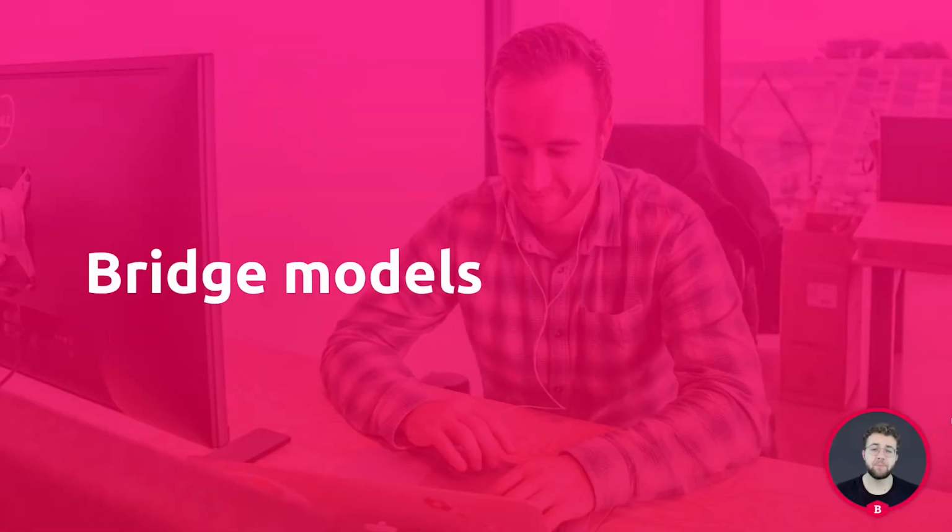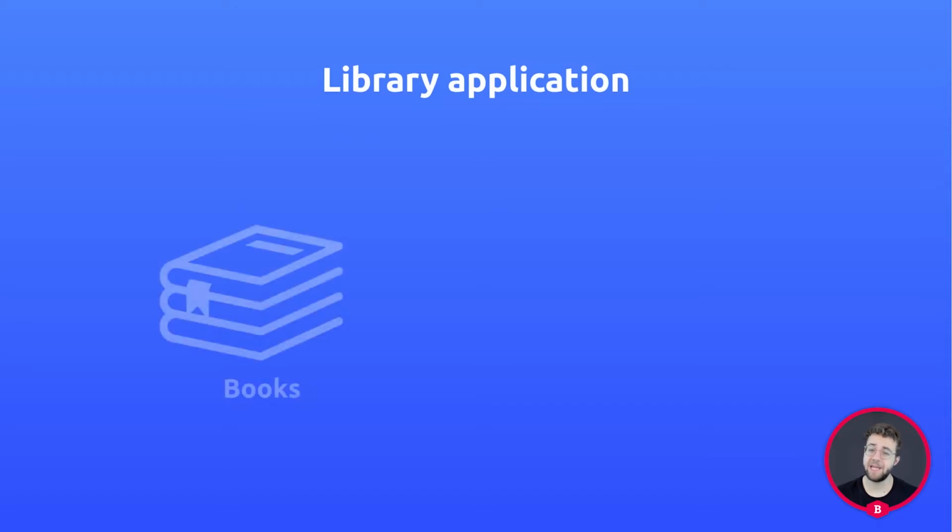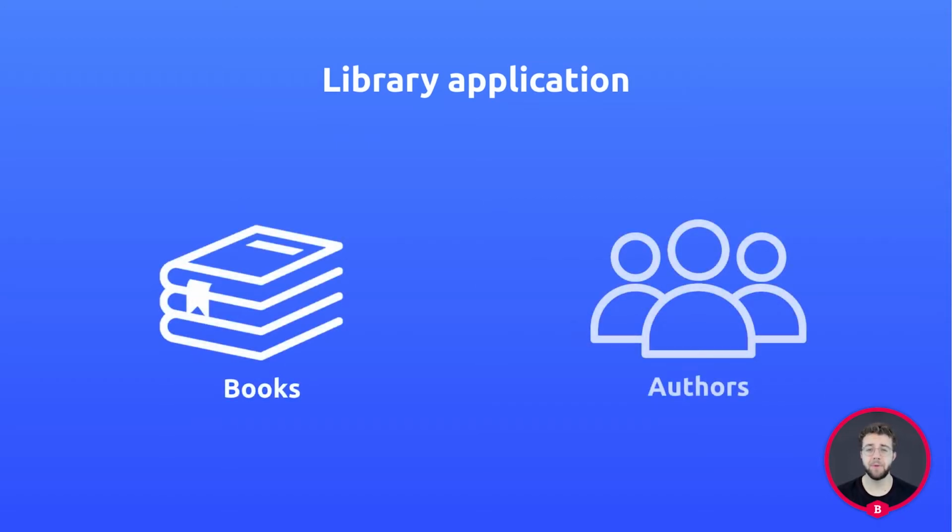The theory behind bridge models is best explained in an example. So let me start with that. Let's say we want to create an application for a library. So we'd likely have a model for our books and a model for our authors. One book can be written by multiple authors, and one author can write multiple books. This means that there is a relationship between these two models.